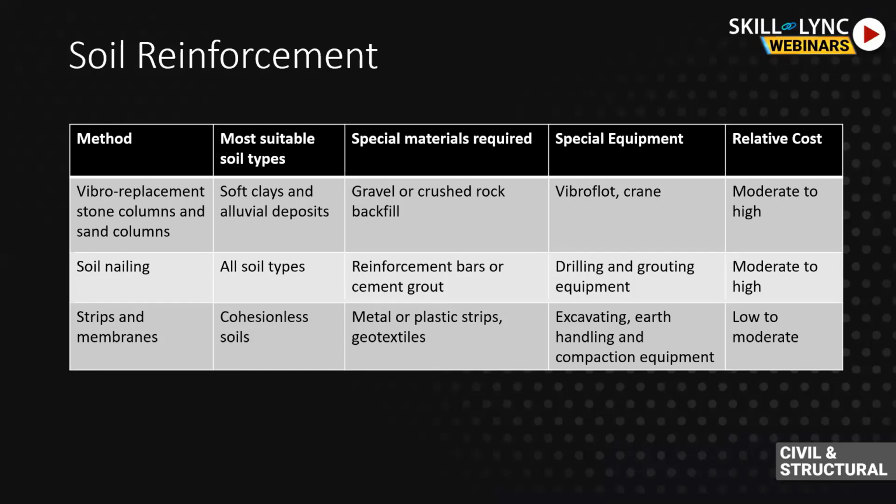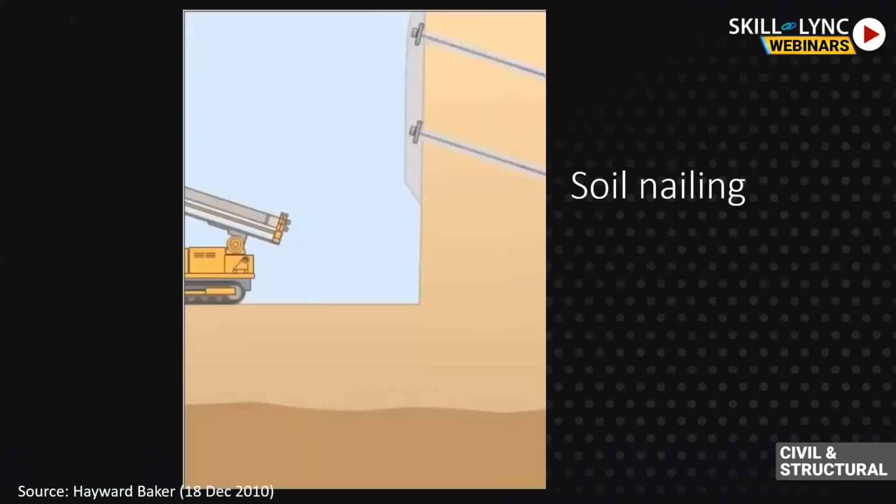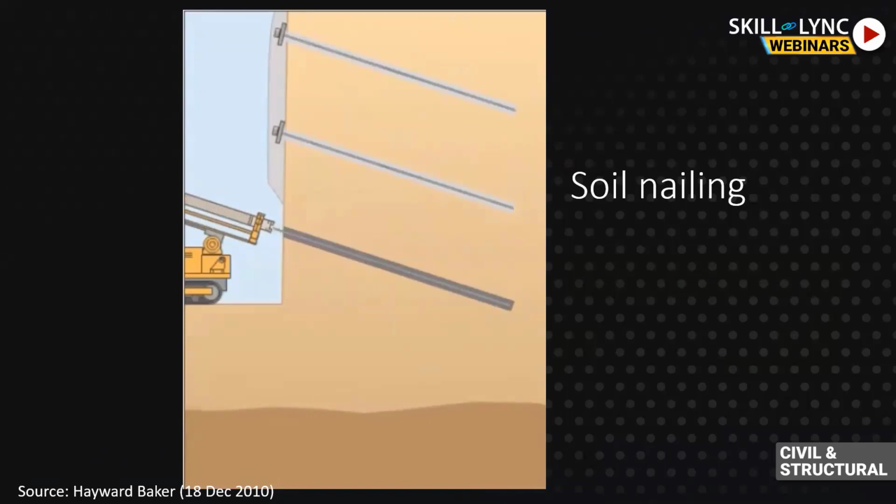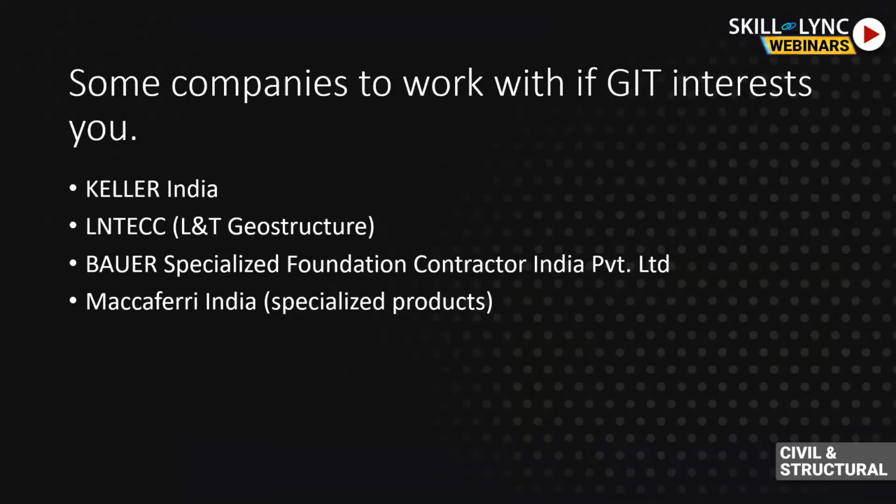And strips and membranes can also be used as soil reinforcement. These are mainly geotextiles or geosynthetic strips and membranes. The cost also is comparatively lower because the equipment used is not very specialty equipment. Here's a short video on soil nailing. It is being grouted and there is a reinforcement rod inside. That was soil nailing.